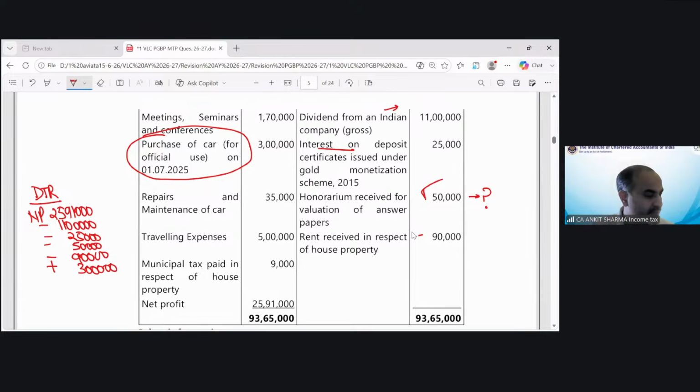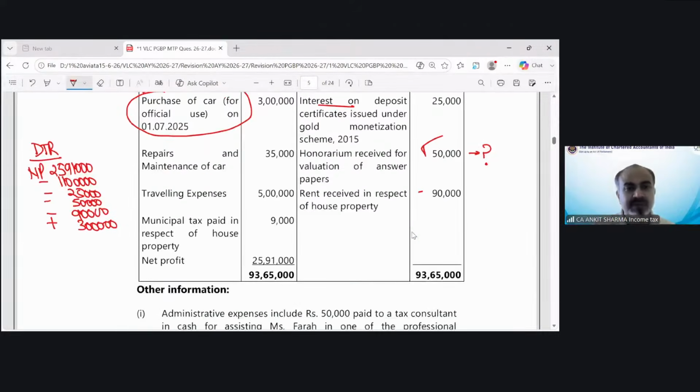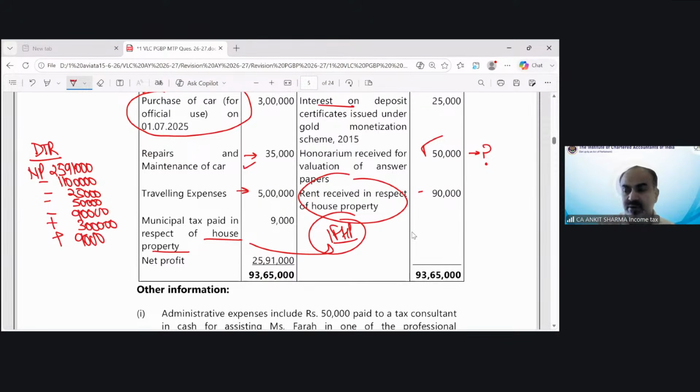So we have to add back this expenditure, and we need to find out the depreciation for the allowability, not the value of the car. Clear? So 3 lakh was this. Repairs and maintenance of car was 35,000. Traveling expenditure 5 lakh. Municipal tax paid in respect of house property is again not part of business expenditure. When the income is under income from house property, then the expenditure will also go under income from house property. So that is also going to be added back. Okay, clear till now? That was 9,000 rupees.